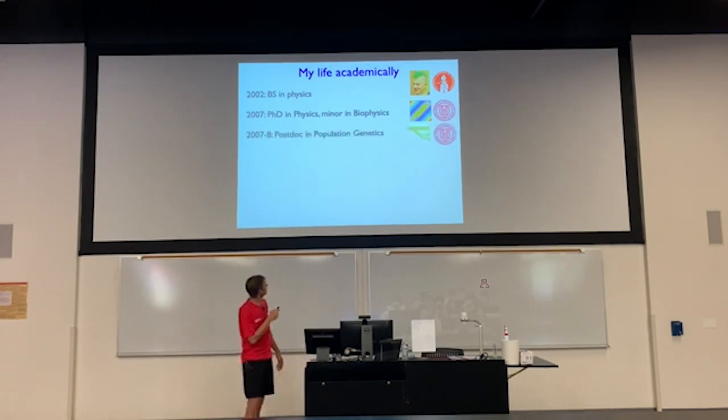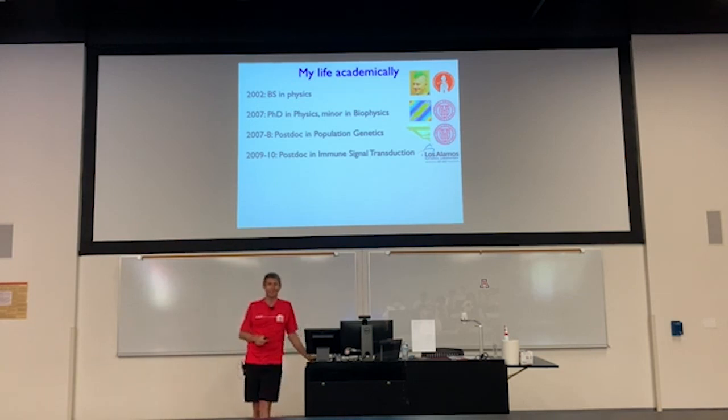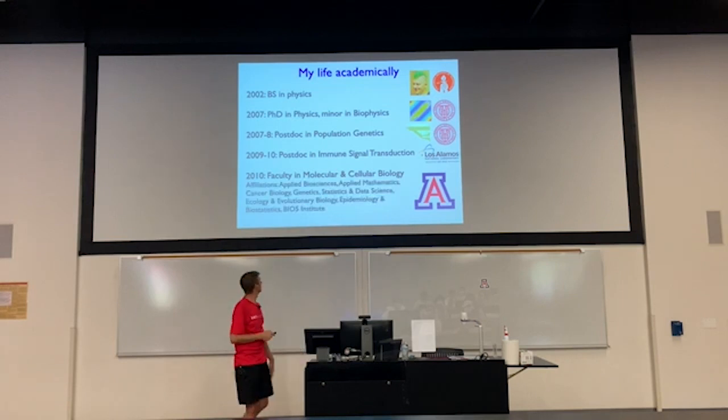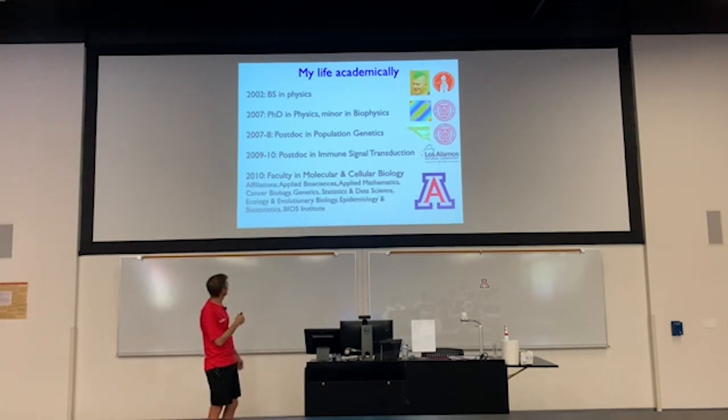And so I did a short postdoc in population genetics, basically because that was the field where I could find a mentor who was asking some of these questions and where I could use the skills I had. And as Jen mentioned, I did another short postdoc at Los Alamos. The national labs are really cool places to do science, really weird places to do science, but lots of cool ideas there. And then I came to Arizona about 12 years ago. Turns out I'm a joiner, so I'm associated with programs of applied biosciences, applied math, cancer, genetics, statistics, evolutionary biology, biostatistics.